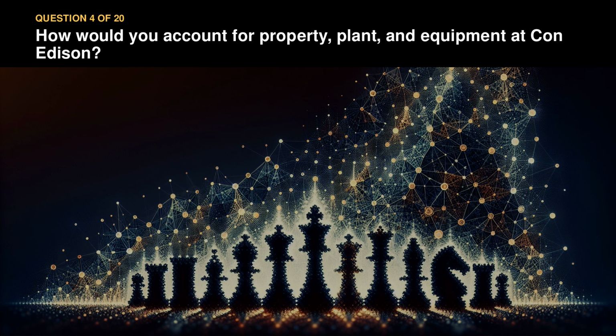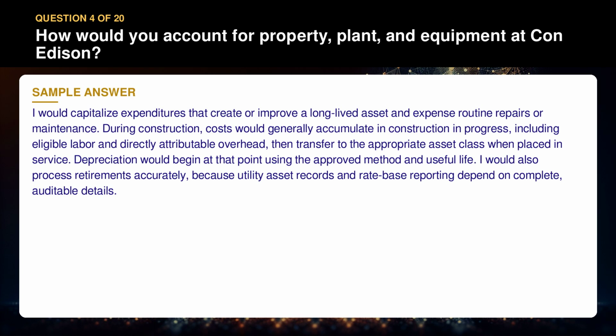Question 4. How would you account for property, plant, and equipment at Con Edison? I would capitalize expenditures that create or improve a long-lived asset and expense routine repairs or maintenance. During construction, costs would generally accumulate in construction in progress, including eligible labor and directly attributable overhead, then transfer to the appropriate asset class when placed in service.